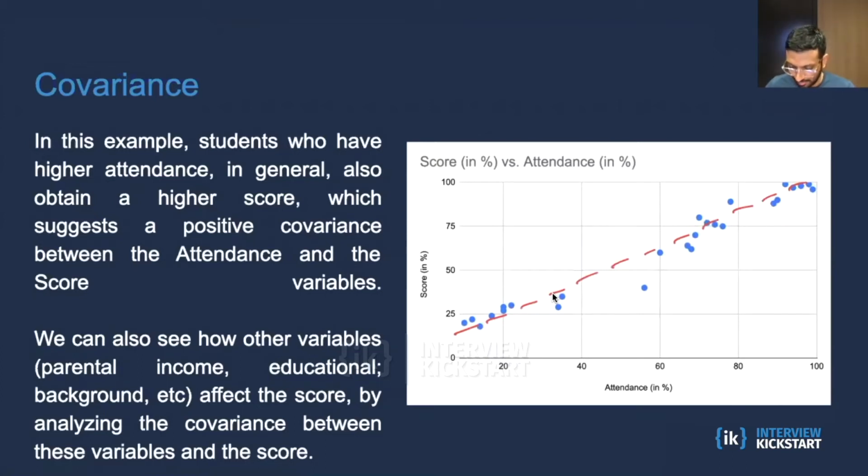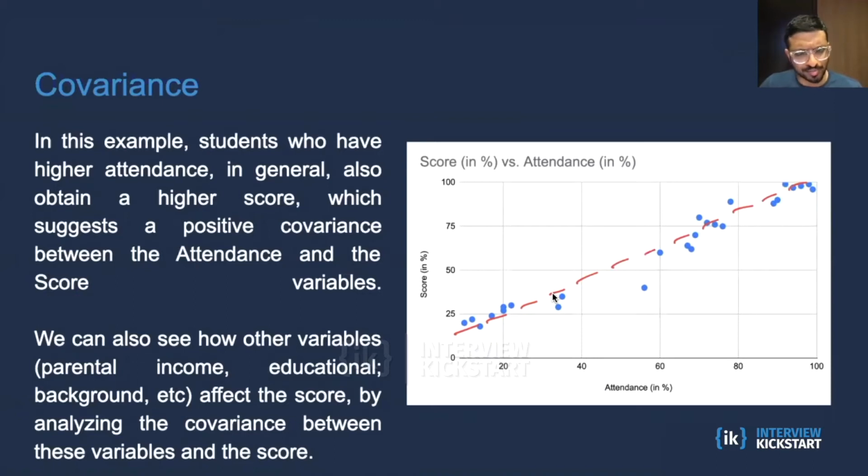We see that there's a general upward trend. The more you attend class, the higher your score is. And so this is something that can be established by our covariance metric. The covariance over here would have a positive value. You can take my word for it now, and then we can look at some examples later on to see how this actually works.